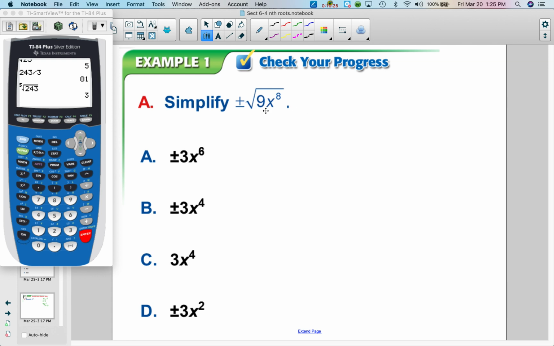Okay, so hopefully you paused it and tried them. First of all, we know our answer has to have plus or minus in it. So right away, it can't be C. We know it's a square root. Since there's nothing there, we know it's square root. So the square root of 9, so we're going to get plus or minus.